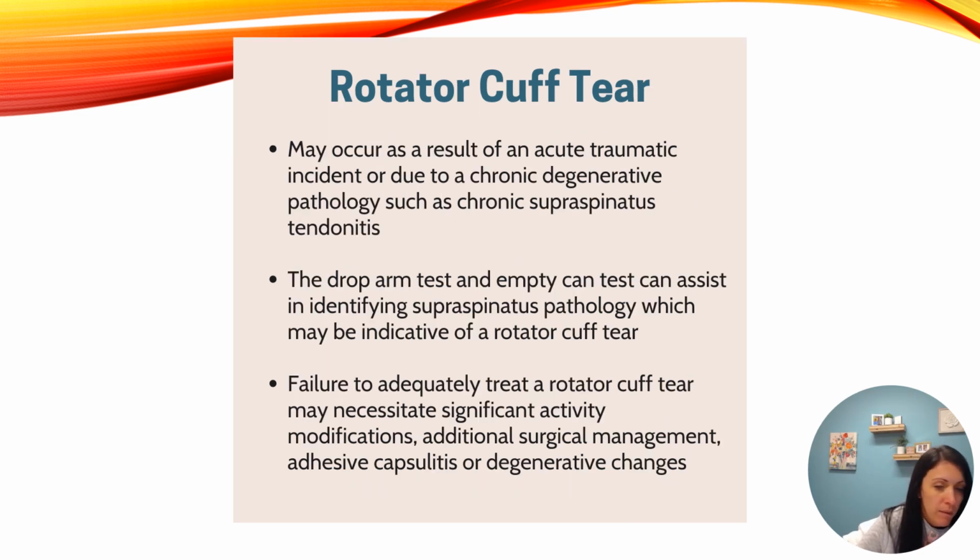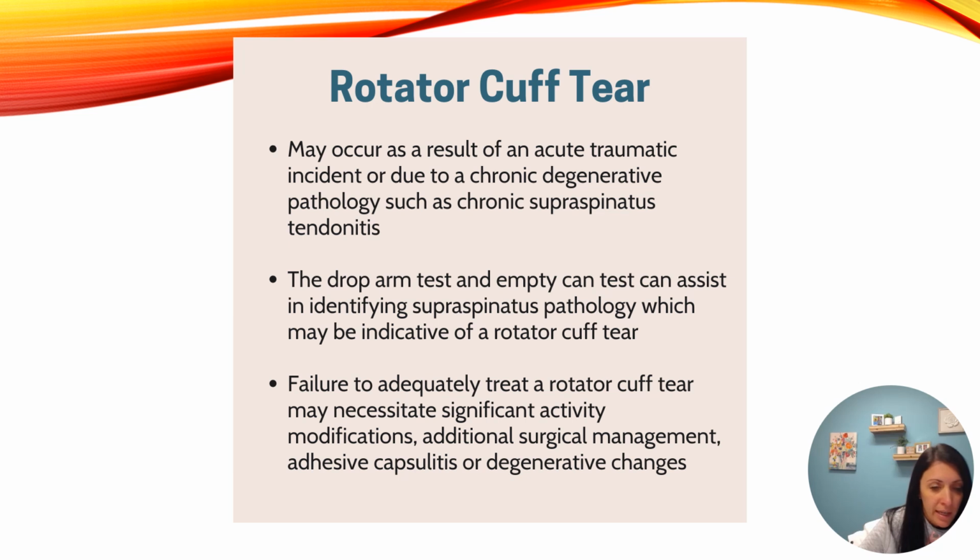So another common pathology is rotator cuff tear. This is a result of an acute traumatic incident, more likely due to a chronic degenerative pathology, such as chronic supraspinatus tendonitis. The drop arm test and empty can test can help with identifying the supraspinatus pathology and could be indicative of a rotator cuff tear. Failure to adequately treat a rotator cuff tear may necessitate significant activity modification. They also might need to have surgical management.